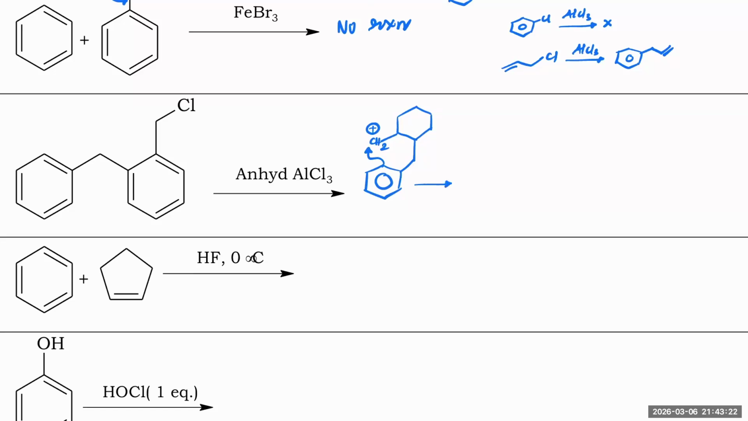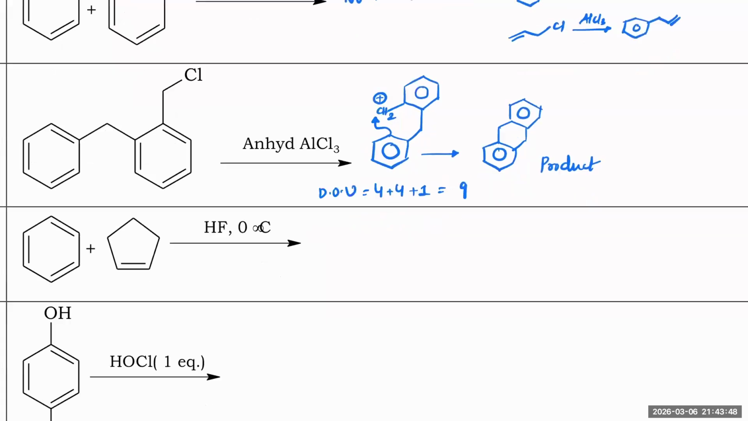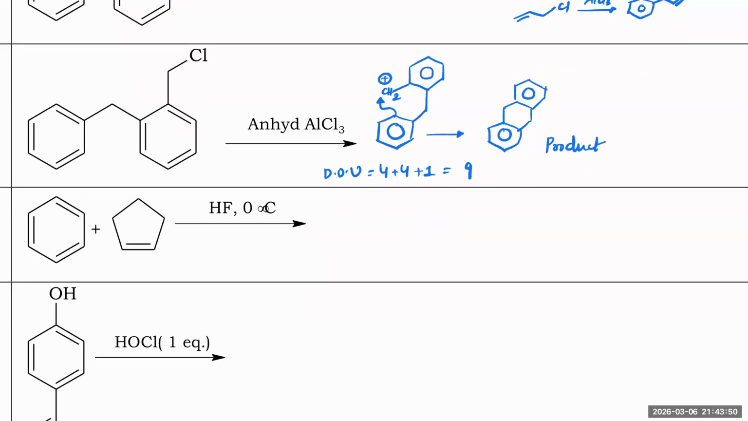So this is the most favorable position for attacking and making a cyclic structure. So what do we have? Here we can see 1, 2, 3, 4, 5, 6. A 6 carbon ring can form. Hence, we can get benzene like this with another 6-membered ring and another benzene group here like this. So this is the final product. Okay. What is the degree of unsaturation, everybody? 4 plus 4 for the benzene rings and 1 at the center. So total 9. That is the degree of unsaturation in this case.